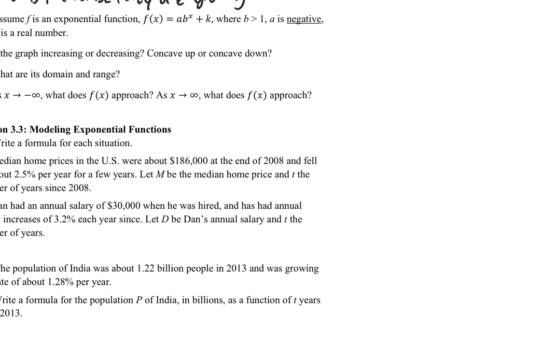So getting an idea of the graph, this part would shoot down like that, but this plus k is going to be a shift up, right? That means that instead of our asymptote at 0, we're going to shift it up to wherever k is. So I'll say that this value is k. It looks something like that.